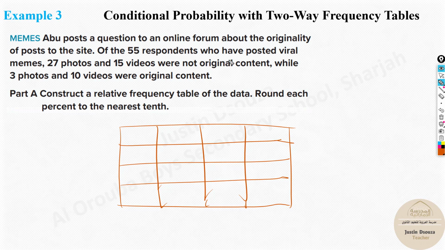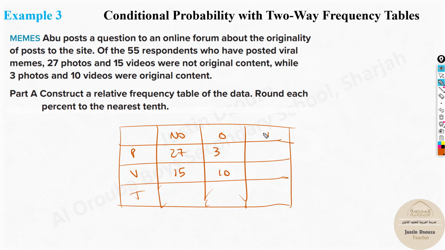So here, Abu posts a question to an online forum about the originality of posts to the site. 55 respondents who have posted viral memes, 27 photos, and 15 videos were not original content. And about originality, basically, one is not original, one more is original content, and it's about photos and videos. So let's just write it over here. There are 27 photos that are not original, so 27, and there are 15 videos that are not original, whereas only 3 photos were original and 10 videos were original.